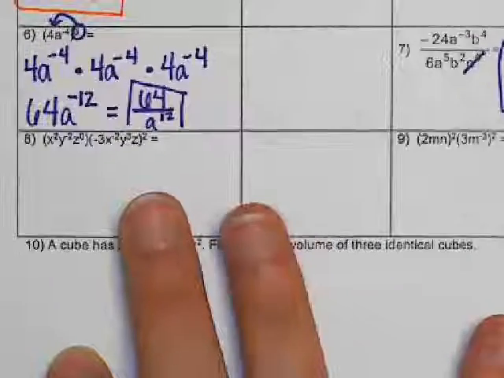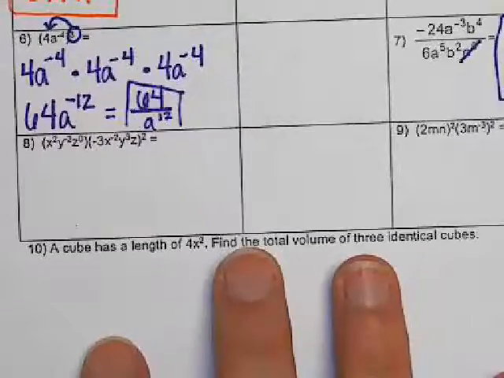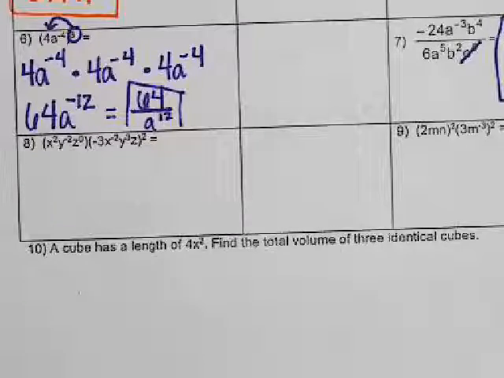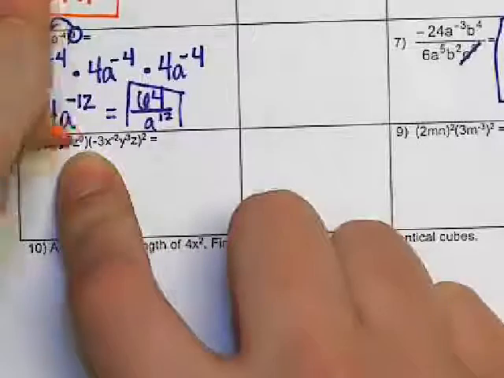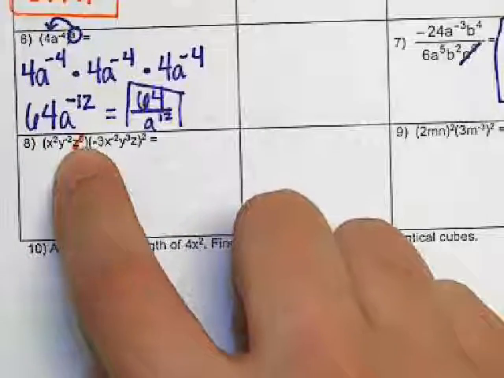Number 8. What's different about number 8? What do we notice? I'm multiplying. What else? I've got a 0 in there. Z to the 0th power. What do I do with that? Cross it out and don't worry about it. What else do I have?